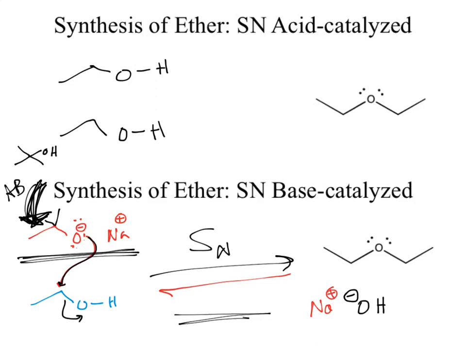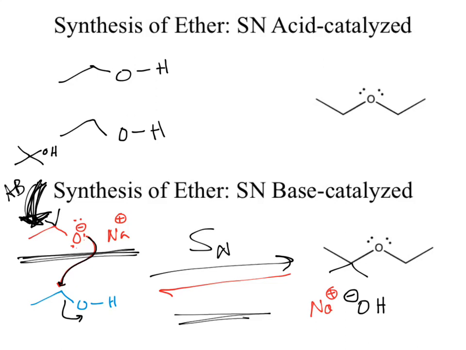What else do we need? A base. What base do we use to react with alcohol so that we can get a negatively charged oxygen in a reasonable quantity? Sodium metal or sodium hydride. So we can string together our base reactions to generate ethers in such a way that we can generate non-symmetric ethers. Whereas in our first case, the acid catalyzed, we have to get symmetrical ethers.